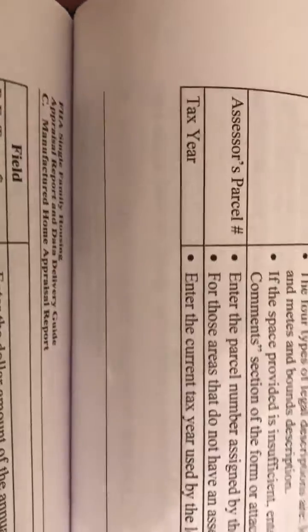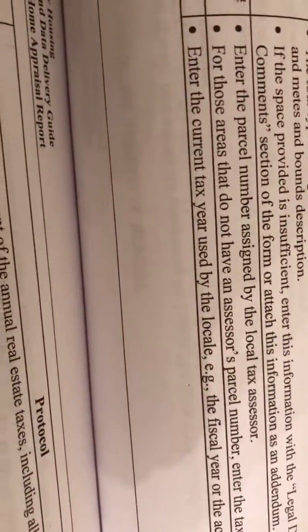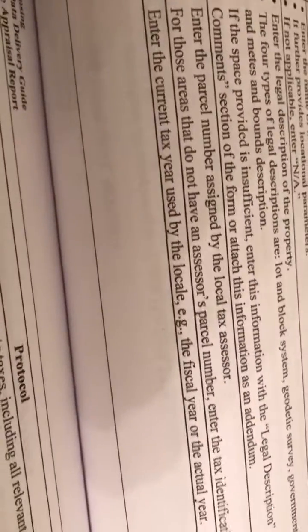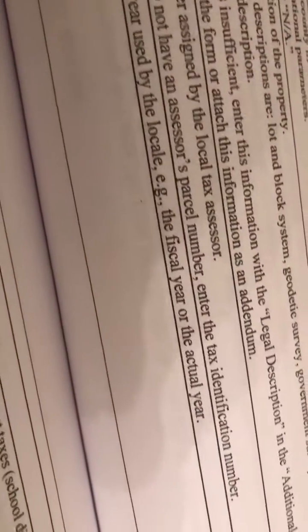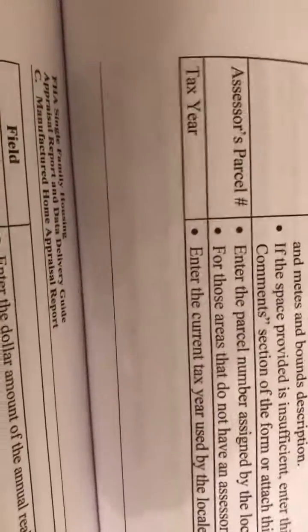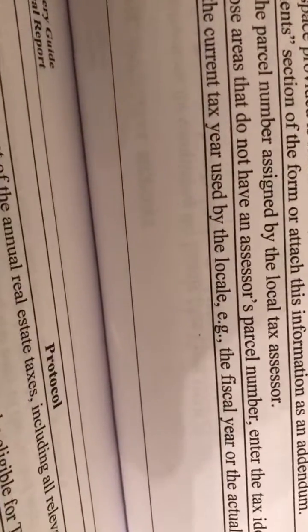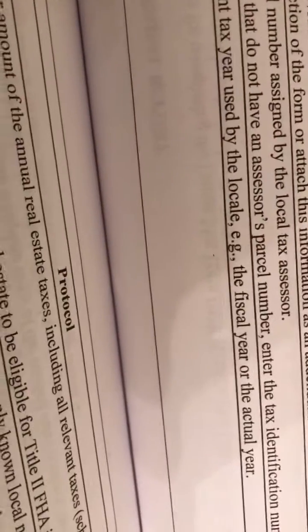Field, assessor's parcel number. Protocol. Enter the parcel number assigned by the local tax assessor. For those areas that do not have an assessor's parcel number, enter the tax identification number. Field, tax year. Protocol. Enter the current tax year used by the locale, for instance, the fiscal year or the actual year.